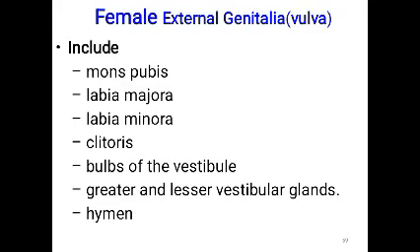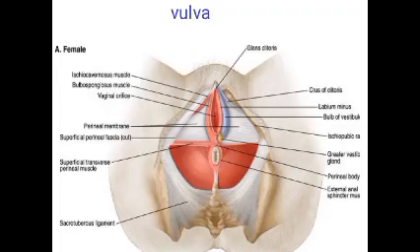The female external genitalia, the vulva, include the mons pubis, labia majora, labia minora, clitoris, bulbs of the vestibule, greater and lesser vestibular glands, and hymen. The vulva looks like this.